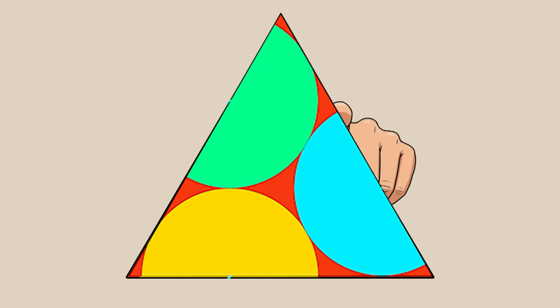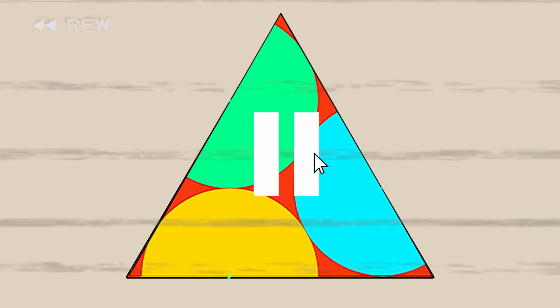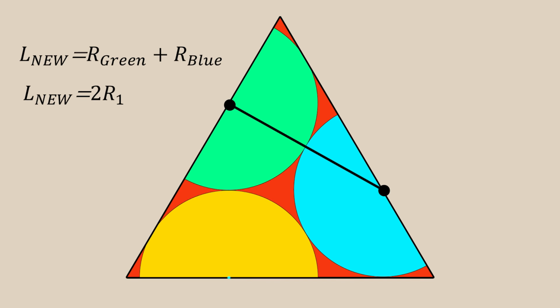So if you want to try and solve it on your own, pause the video now and come back. All right, the first thing we need to do is draw a line from the center point of the green semicircle to the center point of the blue one. We can easily tell this length is 2 times the radius, or 2r.